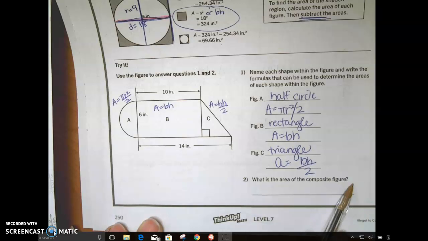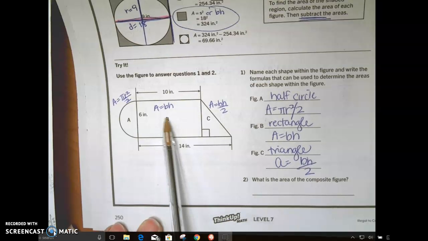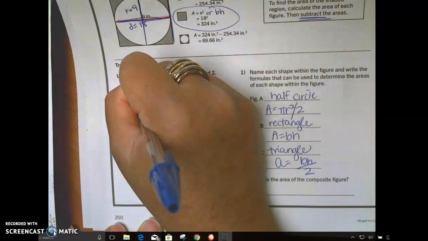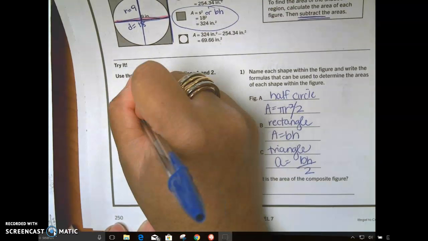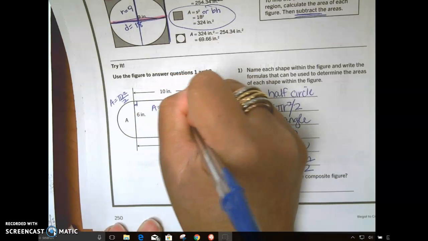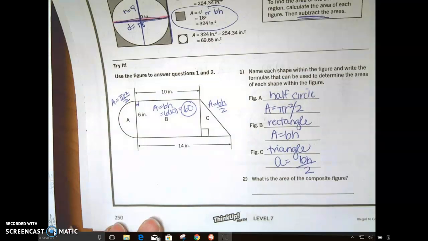Two, what is the area of the composite figure? Now I need to calculate. I'm going to do the easy ones first. What's the base and the height of this rectangle here? 10 is the base. What is the height? 6. Height and base are perpendicular, which means they make a right angle. So 6 times 10 is what? 60. I like to circle my area once I write it and found it inside the shape.